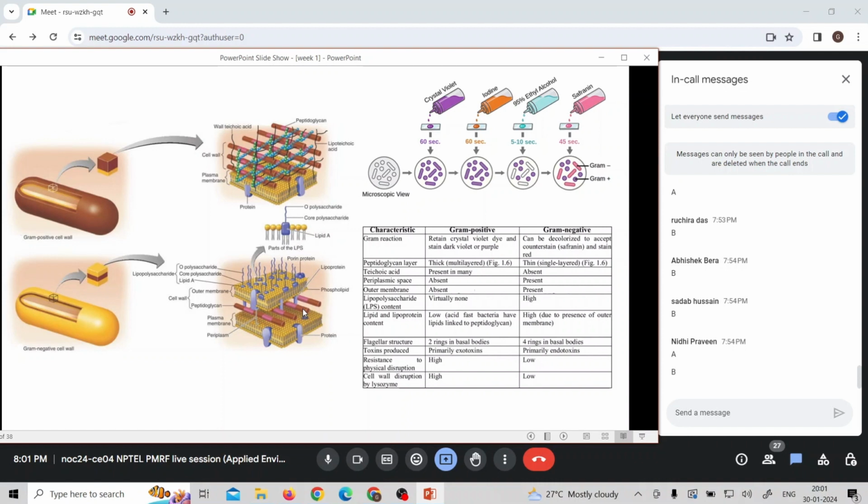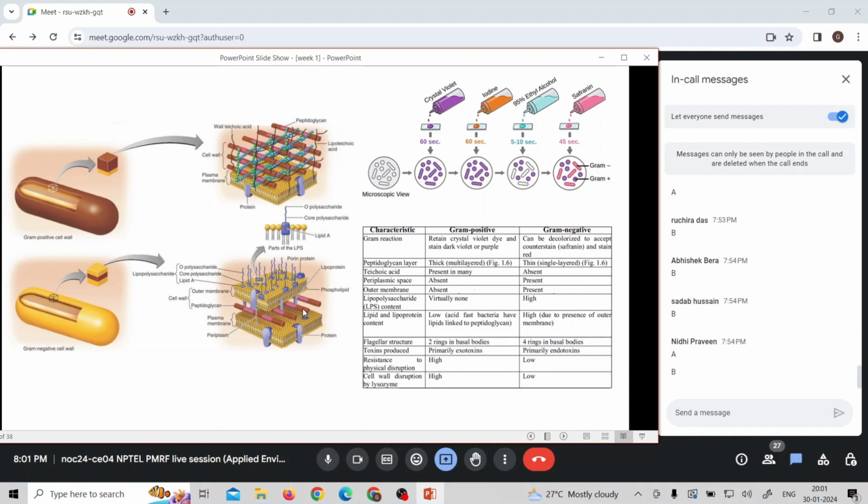You all know that the flagella will be attached to the outer layer of the microbial cell. So because there is a difference in the layering of these outer layers, that is the plasma membrane or cell wall or the lipopolysaccharide layer between the gram positive and gram negative, the arrangement of the flagella is also going to vary. And the last 2 points that you can see is the resistance to physical disruption.